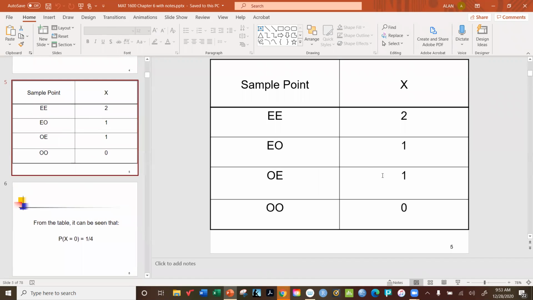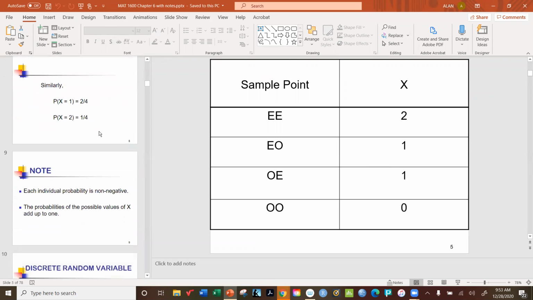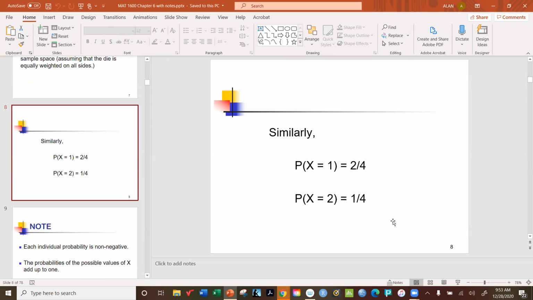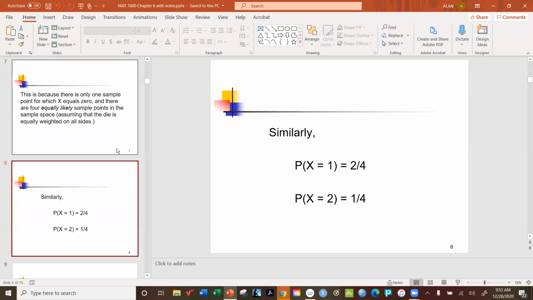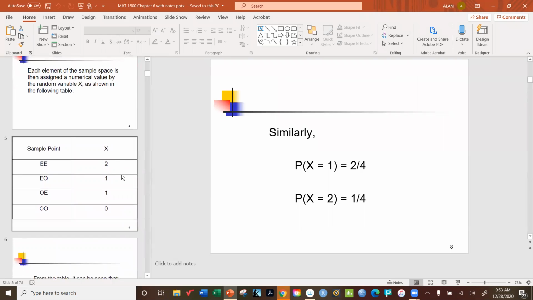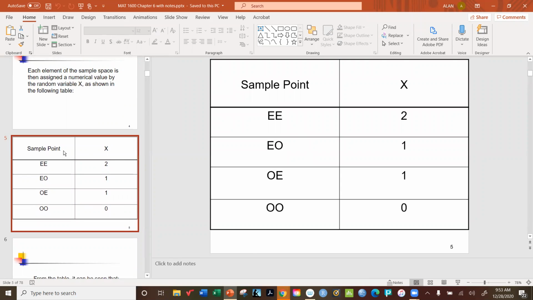Both of these are equally likely. All right, and then finally, what's the probability that x equals 2? Well, that's 1/4, because again, there's only one way this can happen. In order to get x equals 2, we must have 2 even numbers.